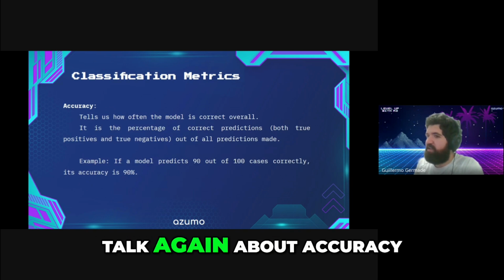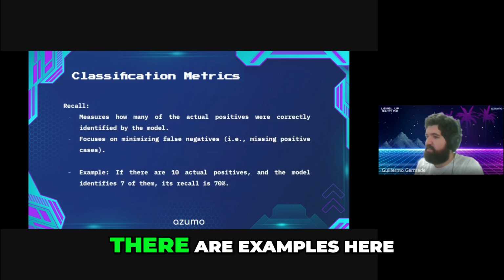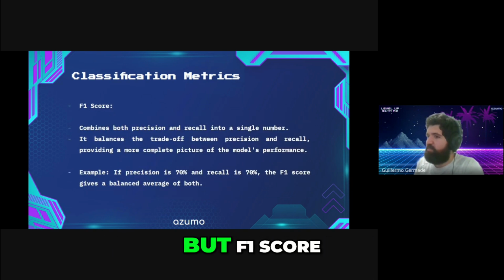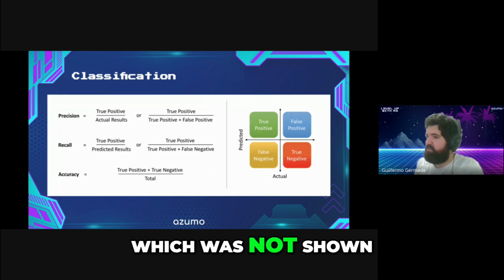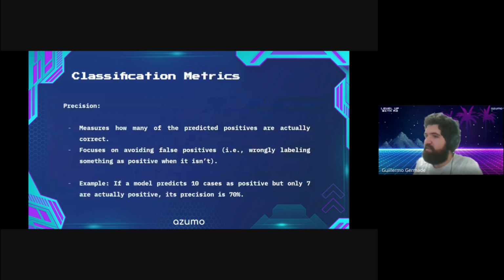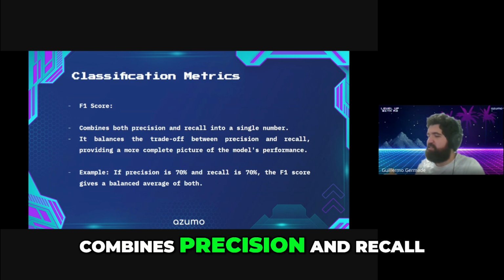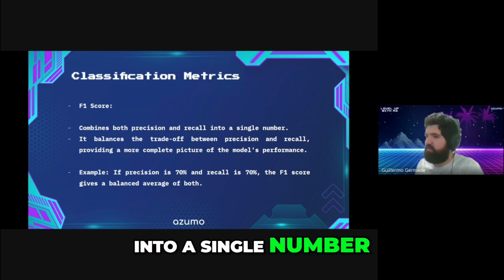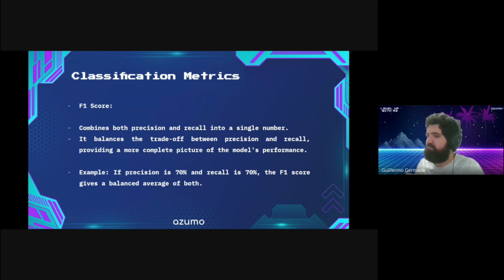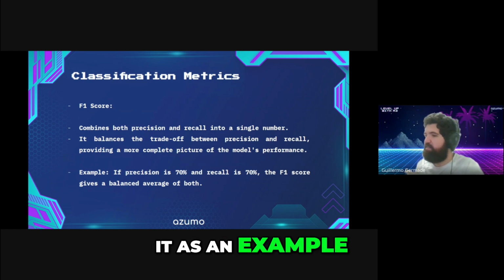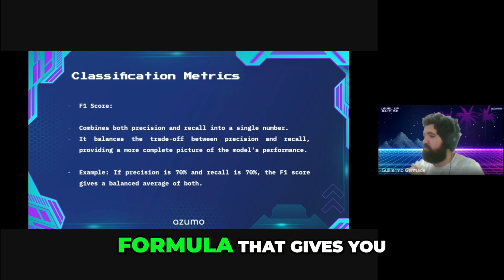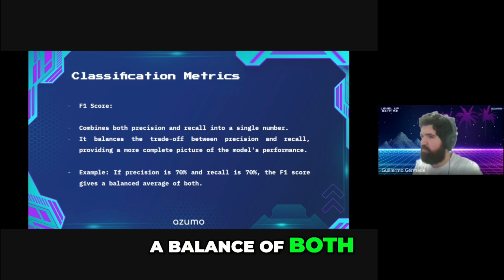I'm not going to talk again about accuracy, precision, and recall. There are examples here. But F1 score, which was not shown in this screen, pretty much combines precision and recall into a single number. As an example, if precision is 70% and recall is 70%, F1 score is a formula that gives you a balance of both.